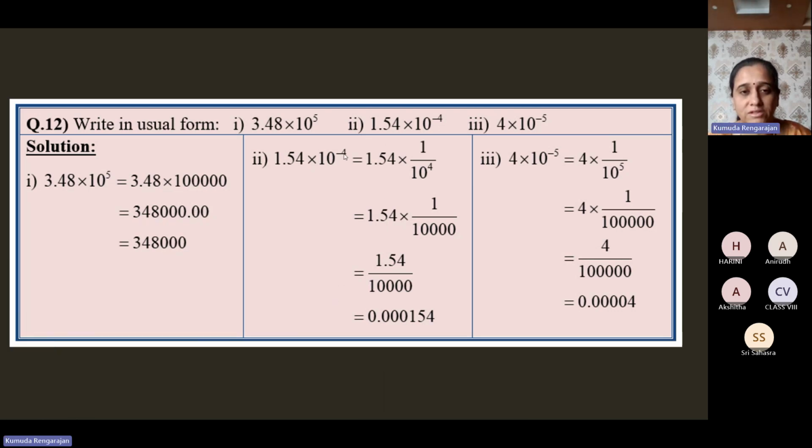Here 10 to the power minus 4 can be written as 1 by 10 to the power 4. And 10 to the power 4 means 1 followed by 4 zeros. So this is nothing but 1.54 divided by 10,000. From here to here, you understand. You understand meaning this is familiar to you. How to write this as a decimal. You'll have to shift the decimal point to the left by 4 places.